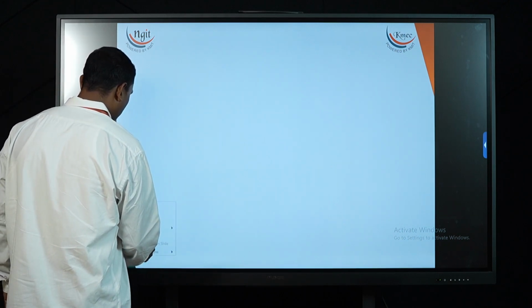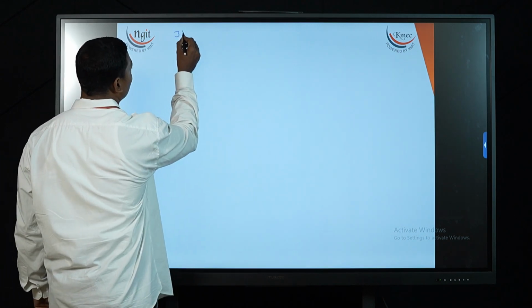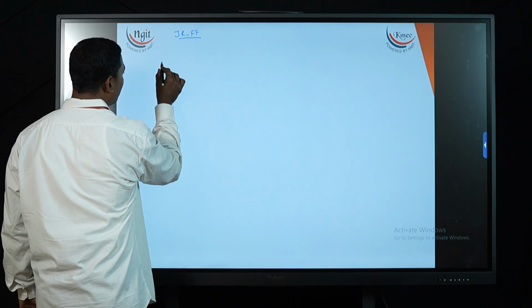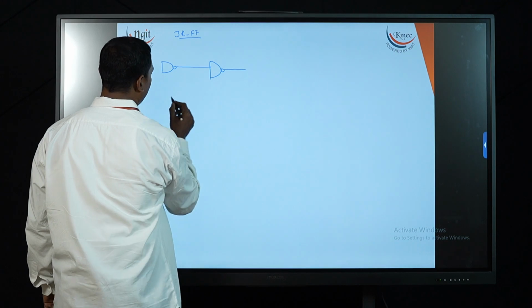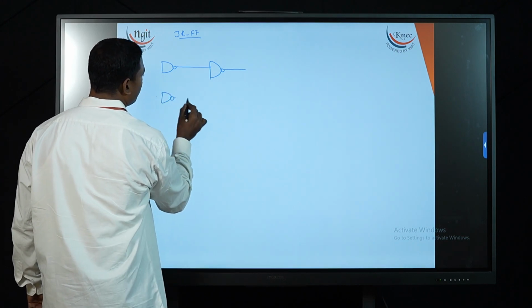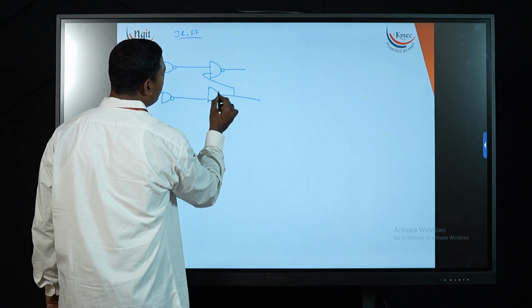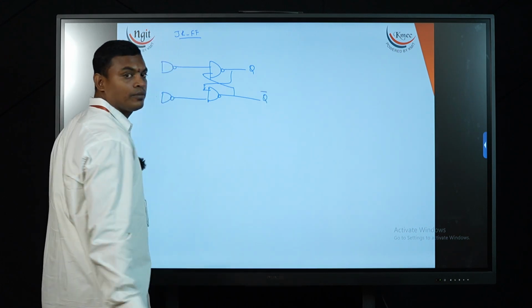This is my JK flip-flop. I am drawing the JK flip-flop using NAND gates. You can observe clearly, this is my NAND gate, and this is one more NAND gate. At the output side you have cross-coupled connections which are going to generate always Q and Q bar, right?